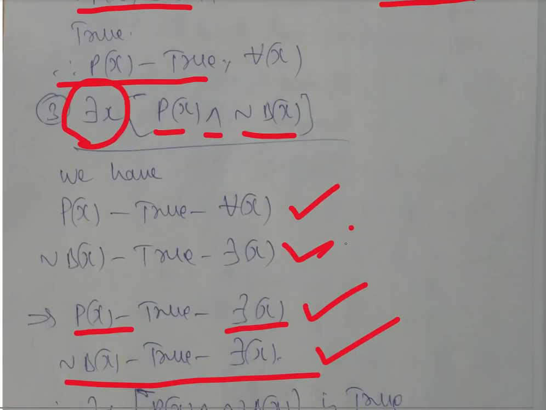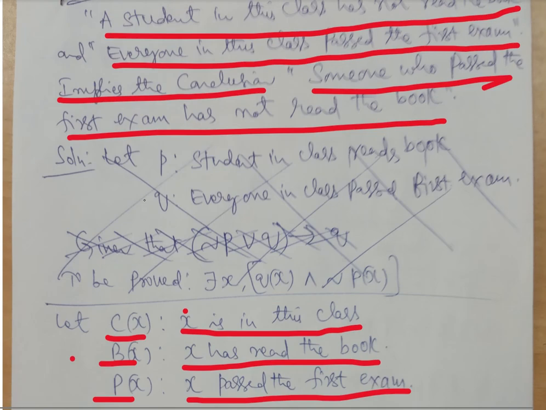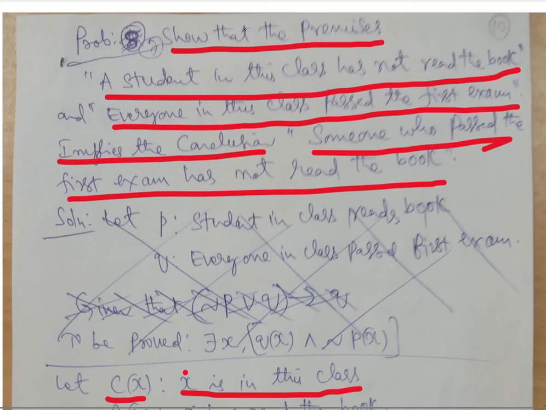So in the exam, you might get questions of this category, but don't be worried. First, try to represent them. I have not done anything different here. I have just taken the statement as it is. A student in the class has not read the book. So when I say a student has not read the book, can I say the student is outside the class? No, because the statement says a student should be in the class first, then only I am talking about whether he or she has read the book or not. So it is a conjunction.